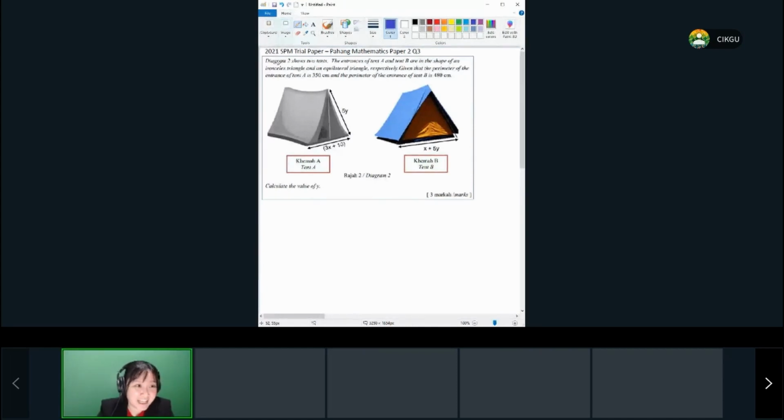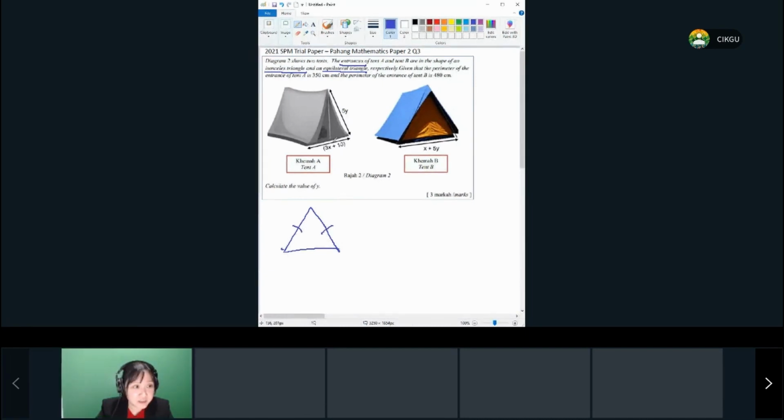Okay, come, one last question, then we call it a day. What is it? Pahang paper. The entrance of 10A, so I guess this is 10A, and this is 10B, are of the shape of an isosceles triangle. Unfortunately, sorry, I forgot to take the Malay name for this. Sorry for those who learn Malay at school, but isosceles triangle just means the two sides of the triangle are of the same length.